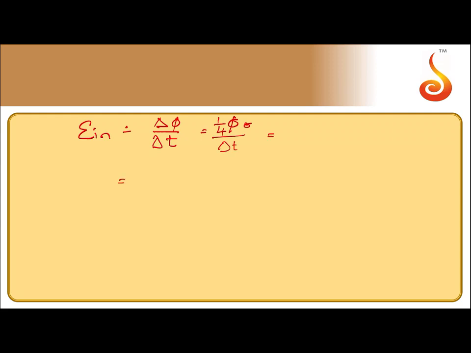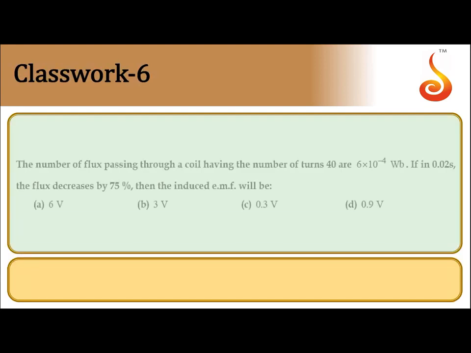So, this is nothing but 1 by 4th of, what is that, flux. So, the flux is 40 into 6 into 10 to the power of minus 4 divided by delta t. Delta t is 0.02, and upon simplification we get as 0.9 volts. D is the correct choice.